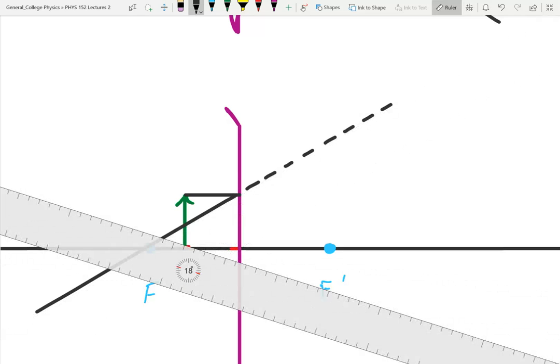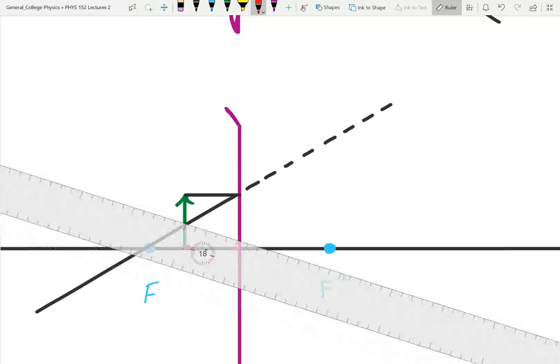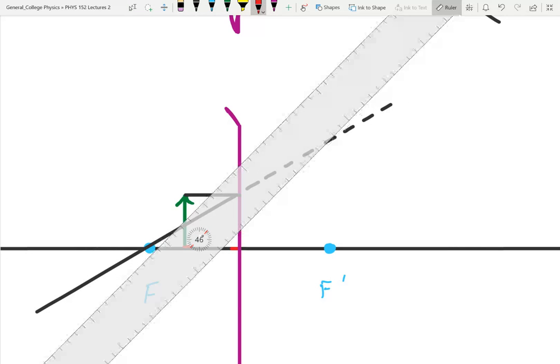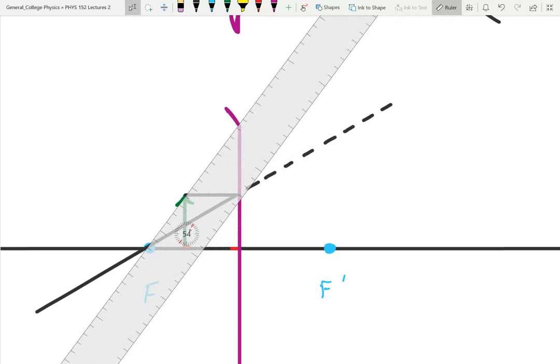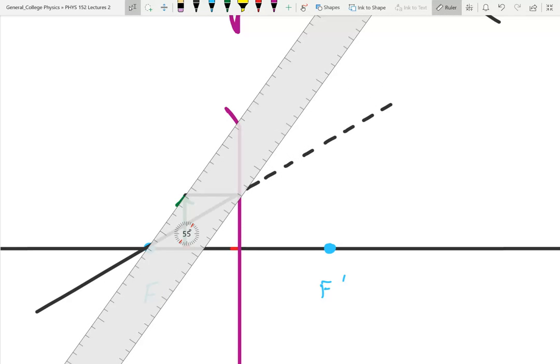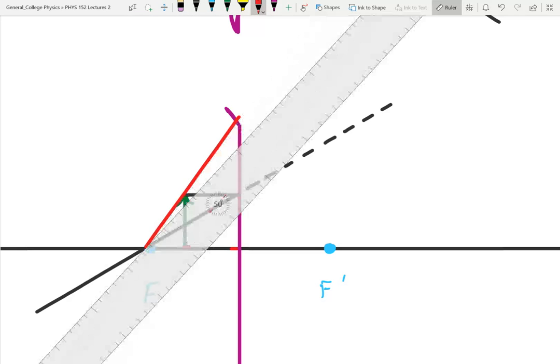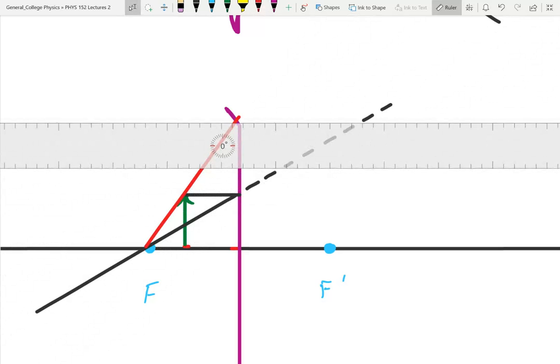Okay, next ray we do is the focal ray. Once again, focal ray. It goes from the focal point to my tip because I'm inside the focal point. Then it's going to come out parallel.